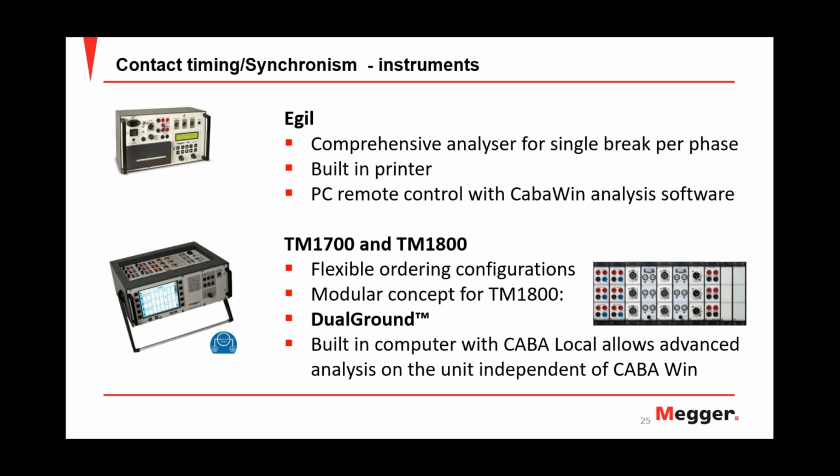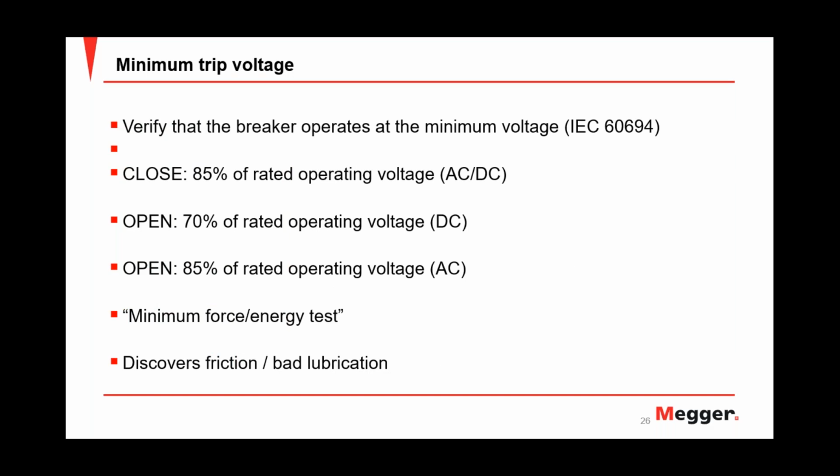So I mentioned contact resistance, contact timing. The other basic method is minimum trip voltage, which will verify if the breaker operates at lower voltages, simulating problems with the DC or AC supply, as for example a discharged battery bank or supply circuit issues. Minimum values are specified by standards as a percentage of the rated operating voltage. For example, the circuit breaker must close at 80% of the rated operating voltage, AC or DC. For DC, it must open for voltages as low as 70%, or 85% for AC.